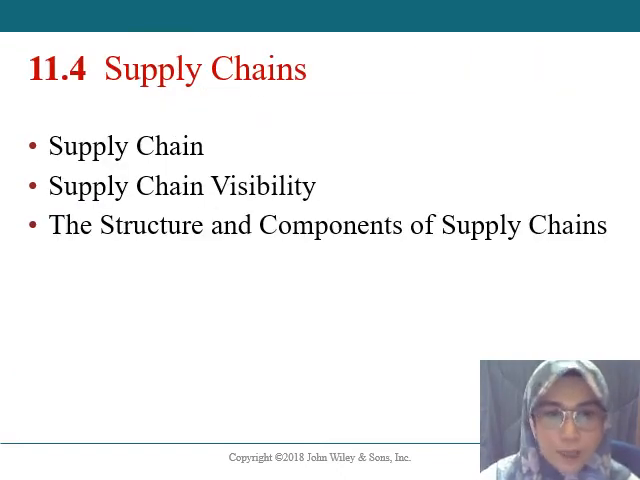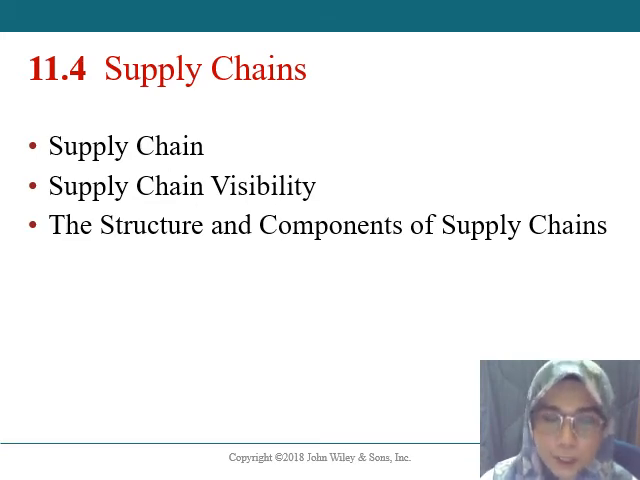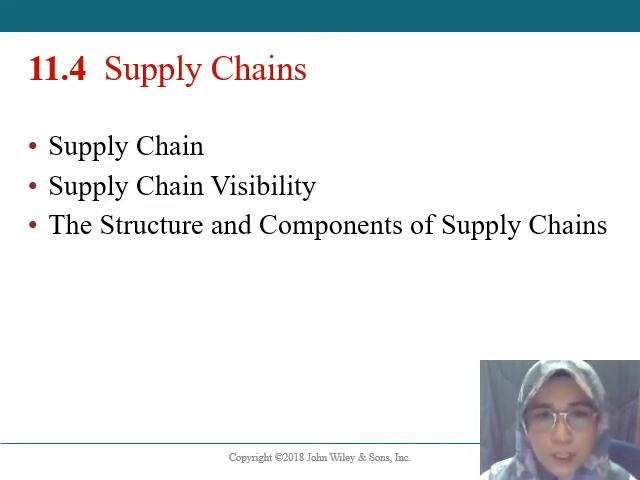Okay, so sekarang kita akan pergi kepada supply chain, which is kita punya subtopik yang keempat. So on this subtopic, kita akan fokuskan on the definition of what is supply chain, and apa itu supply chain visibility, and also the structure and the components of the supply chain. So sebenarnya kalau boleh, madam nak at the same time korang after you are watching this video, you guys can also search or Google how is dia punya framework of the structure untuk supply chain ni sebenarnya.